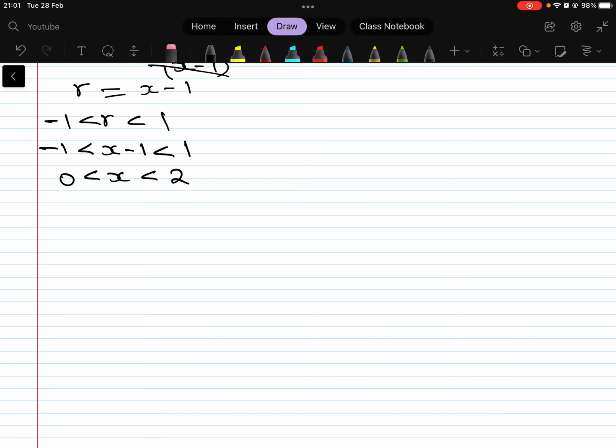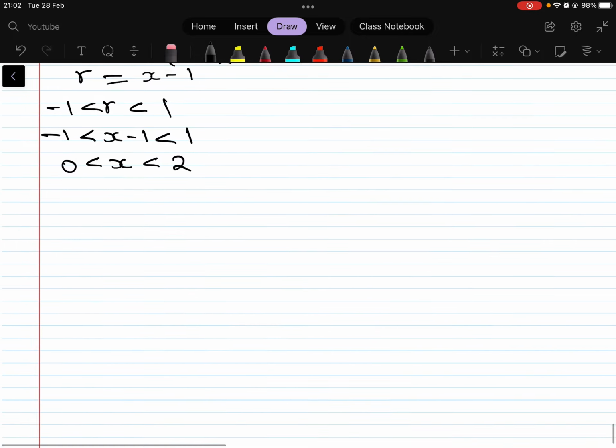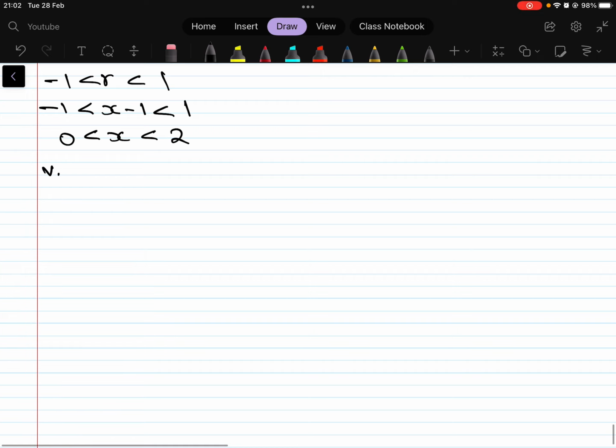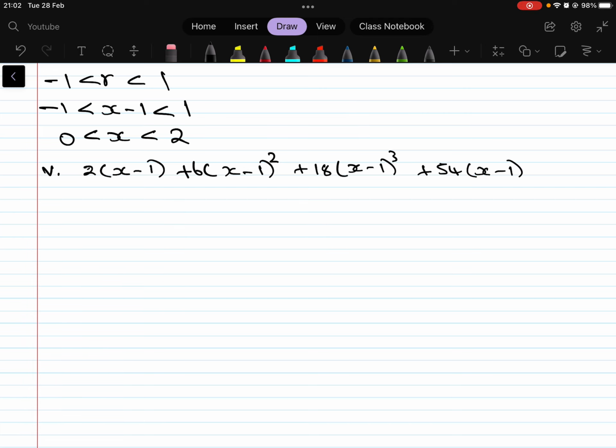Moving on to the second last example. They keep getting a bit interesting as we go. So you're given this one as your geometric series. You're still being asked the same question. 6 times x minus 1 squared plus 18 times x minus 1 cubed plus 54 times x minus 1 to the power 4.